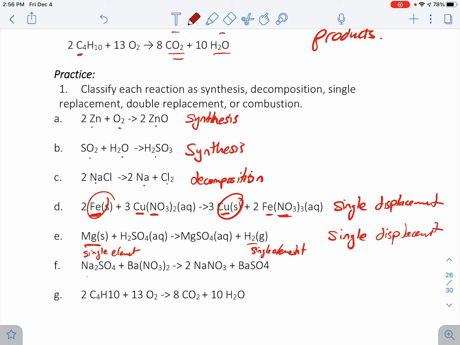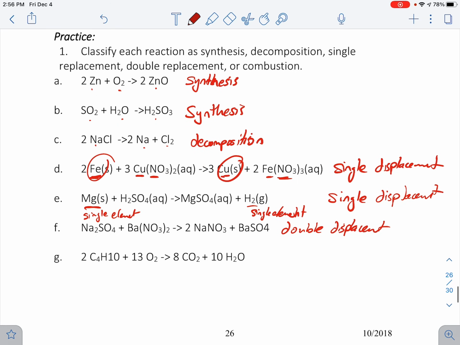Here we have two products and two reactants. The sodium sulfate becomes sodium nitrate. The barium nitrate becomes barium sulfate. I can hear in my own words that there's a swapping of partners with each of those metals. So that swap suggests that there is a double displacement. Finally, we have some carbon product that produces carbon dioxide and water. So this must mean that we are talking about combustion.